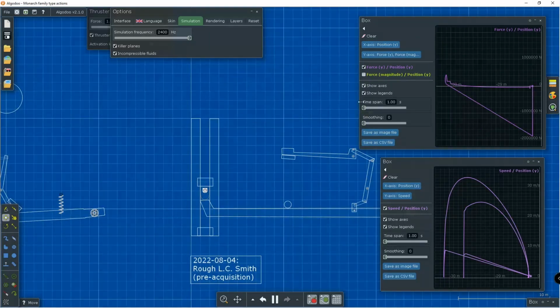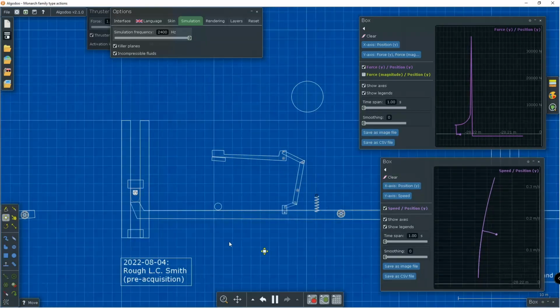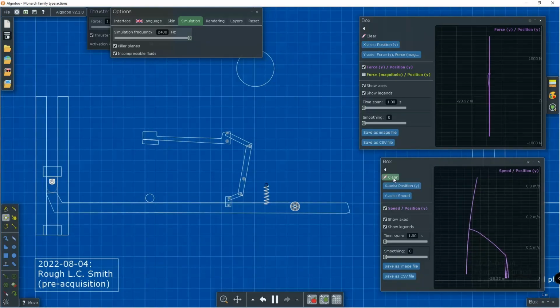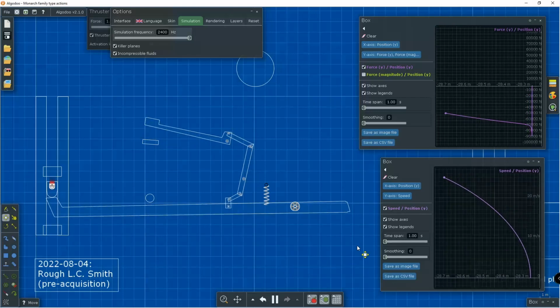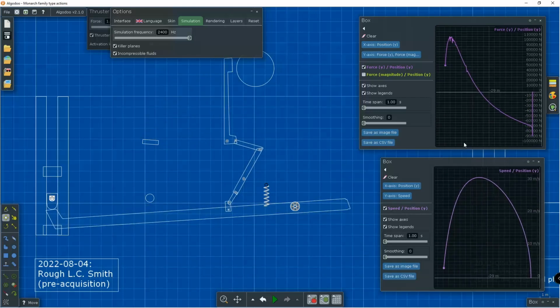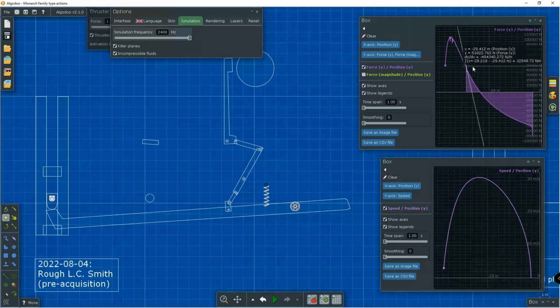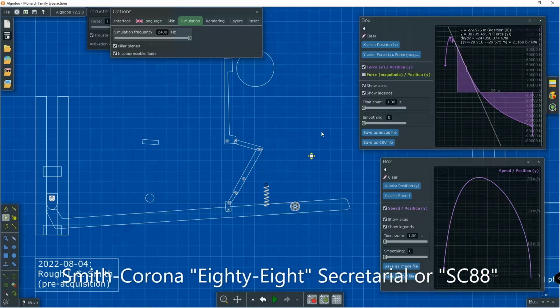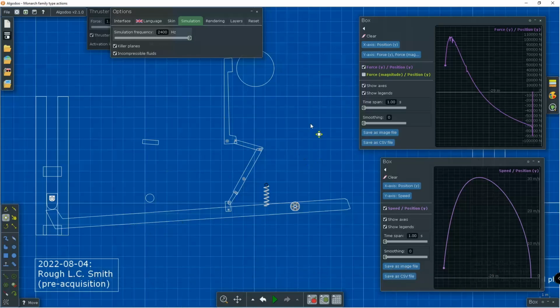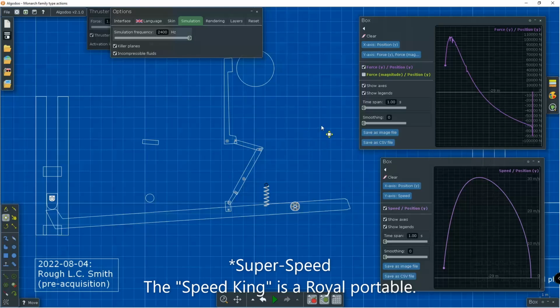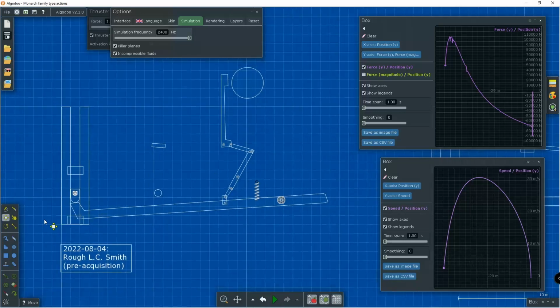Then we have our LC Smith, at least my best interpretation of it. And yeah, that's purely increasing. So technically the opposite kind of force curve compared to the successor, the SC-88. So yeah, this type action was actually used all the way from the earliest LC Smiths to the Speed King typewriters, and then with the 50s Smith Corona 88, they redesigned the type action to what I showed you earlier.